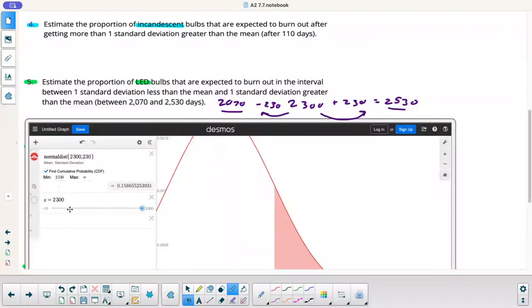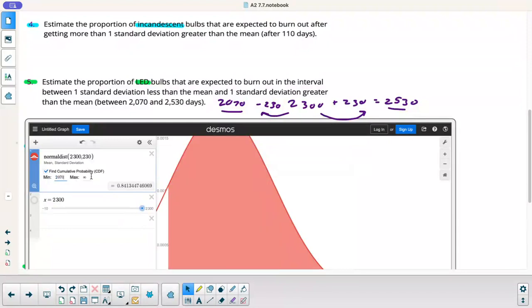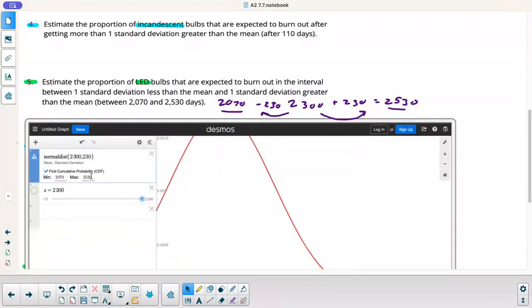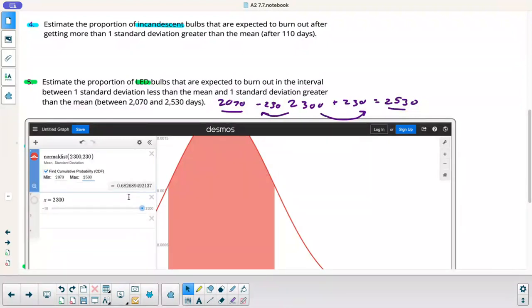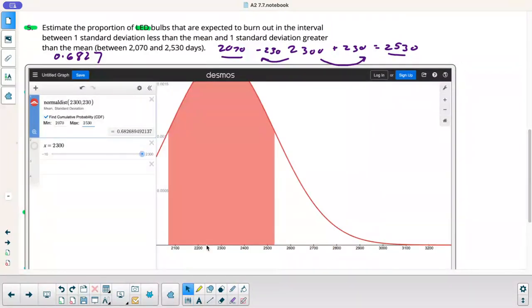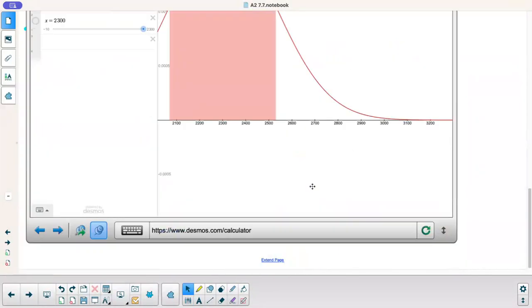So I'm just going to go over here. I'm going to change my numbers, and I'm going to plug it in. So it's 2070 to 2530, and it's 0.6827. So then I'm going to go on to the next question. So number 7.